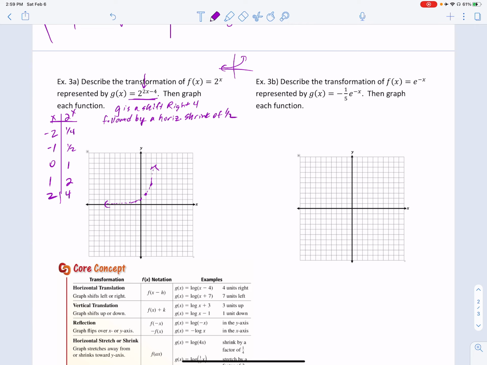And so the right 4 is going to add 4 to the x's, but then the horizontal shrink also affects x, so I'm going to do this in 2 charts. I'm going to do right 4 first, because they both affect x. So if I just go to the right 4, I'm going to add 4 to each of my x values in this table. If I add 4, I'm at 2, then 3, 4, 5, and then 6. And then my y values stay the same.